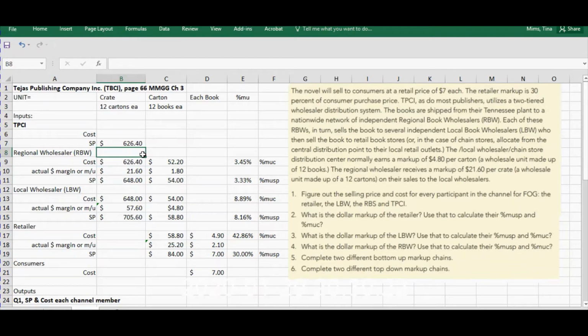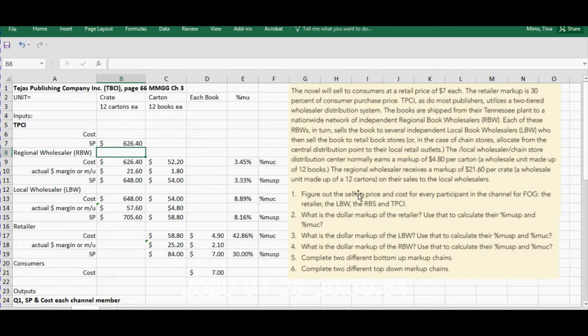Okay, so we've completed all of the calculations that I think we can. Let's see what we need to do to answer some of these questions. It says figure out the selling price and cost for each participant in the channel for this book. That book was called something Finding Gold. We need the price and cost at each of the retailer, local wholesaler, regional wholesaler, and the manufacturer.